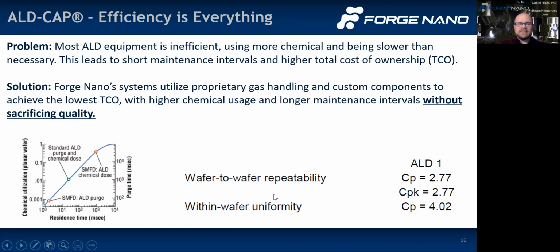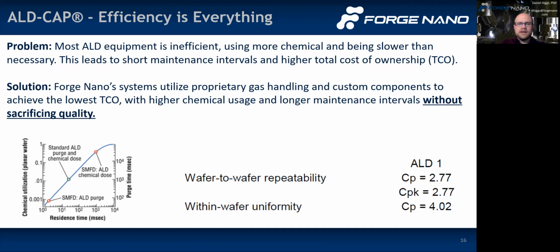So efficiency is everything. Here, the main point is that most ALD equipment manufacturers have equipment that is inefficient. It uses more chemical than is technically necessary, and it's slower than it could be. And this can lead to much thicker coatings deposited on the sidewalls, which can lead to shorter maintenance intervals and higher maintenance costs, and generally a higher total cost of ownership for the user.